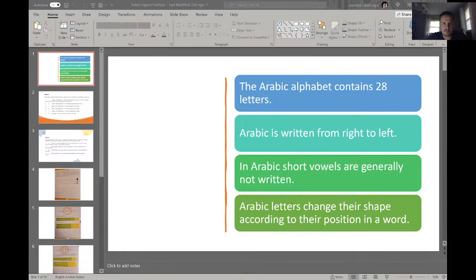So today, inshallah, we'll go with the short presentation about what we will talk about. Now, as you can see here, the Arabic alphabet contains 28 letters or harf, and Arabic is written from right to left. In Arabic, short vowels are generally not written, and Arabic letters change their shape according to their position in a word.